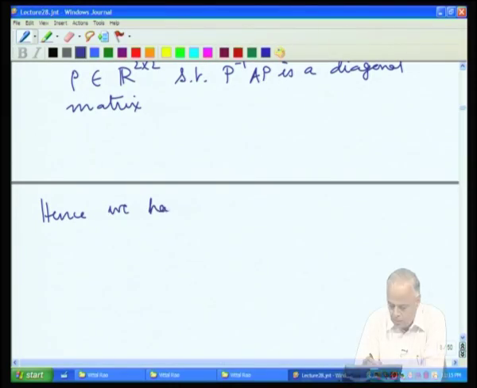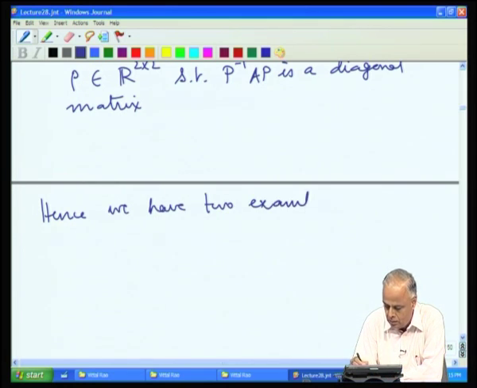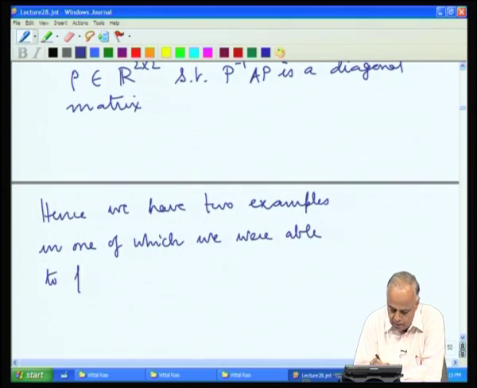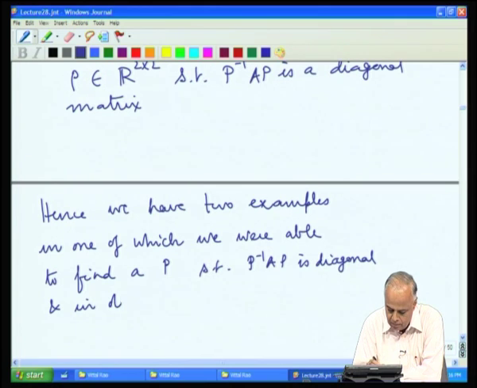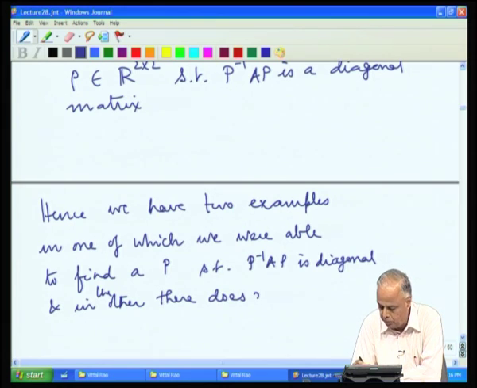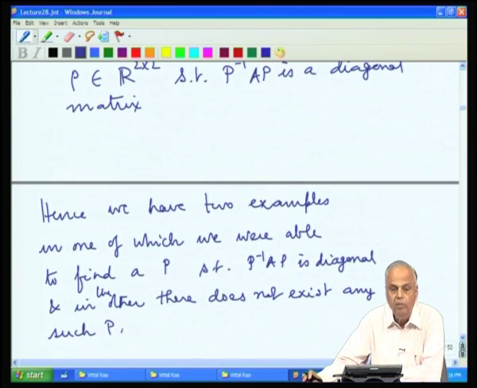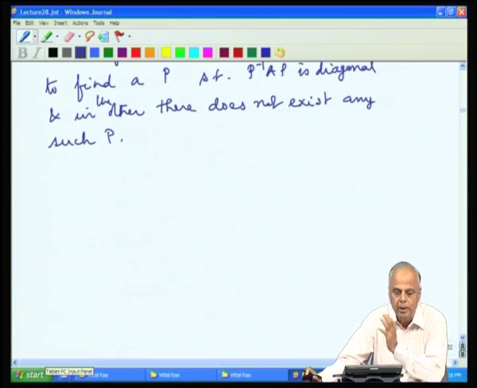Hence, we have two examples, in one of which we were able to find a P such that P inverse A P is diagonal, and in the other there does not exist any such P. So, therefore, it becomes necessary for us to bring in some tests which would decide whether we will be able to find a P or we will not be able to find a P.